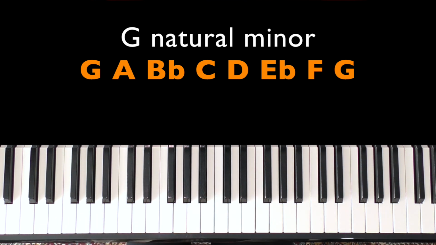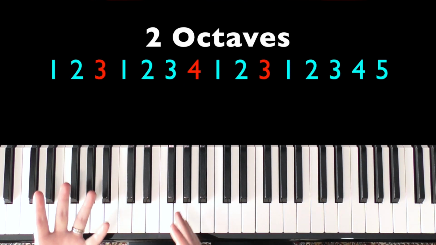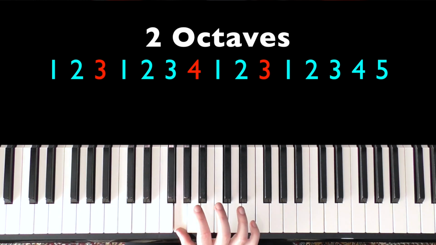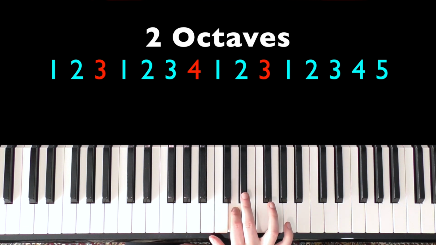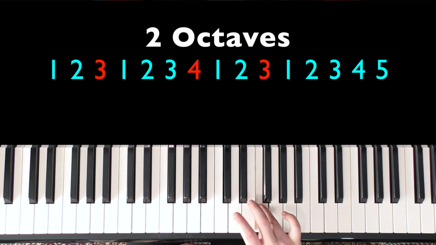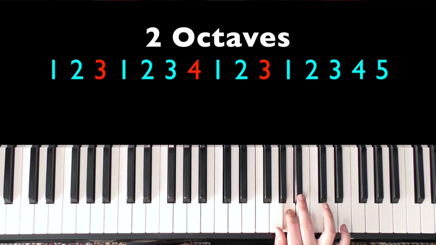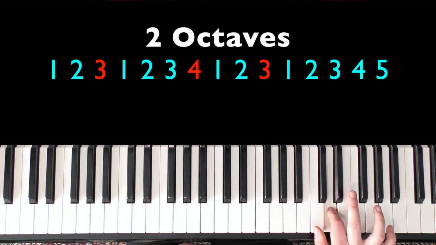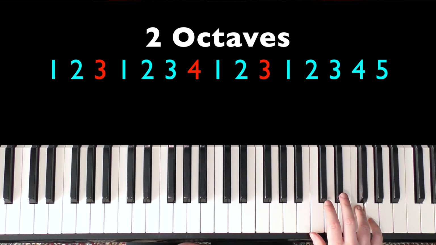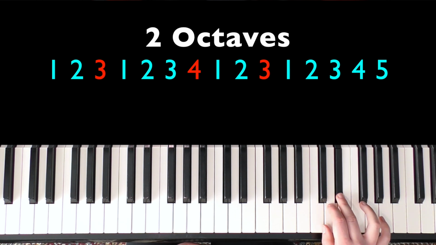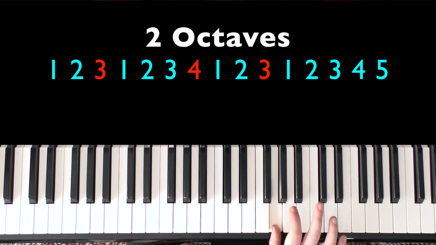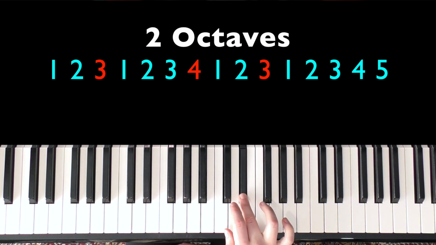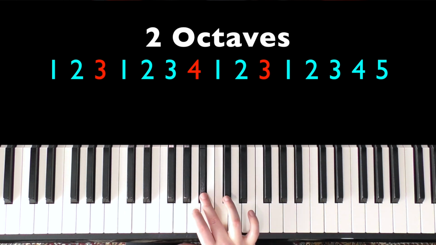So both hands of G minor is back to this 3-4-3 finger pattern. B flat, E flat, 3, 4, 3.